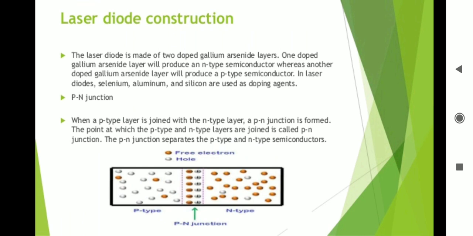Laser diodes are usually made up of three layers, sometimes even two, where gallium arsenide like materials are doped with aluminum or silicon or selenium to produce P and N layers, while the central undoped active layer is intrinsic in nature.